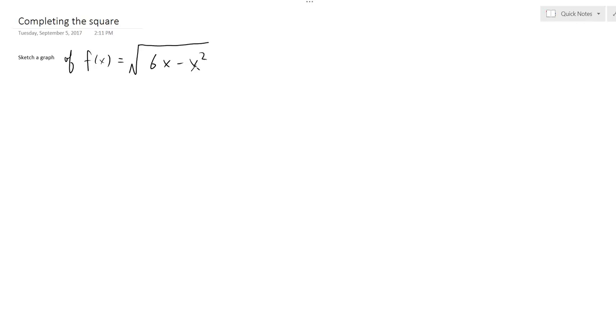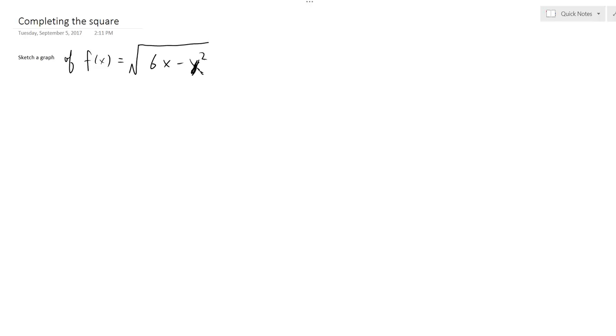Let's see how we can sketch a graph of a function of this type. Pay special attention to what's inside this square root over here. We have 6x over here, and we have negative x squared. The technique we're going to use is called completing the square. That way we can see that this function is actually about a circle.